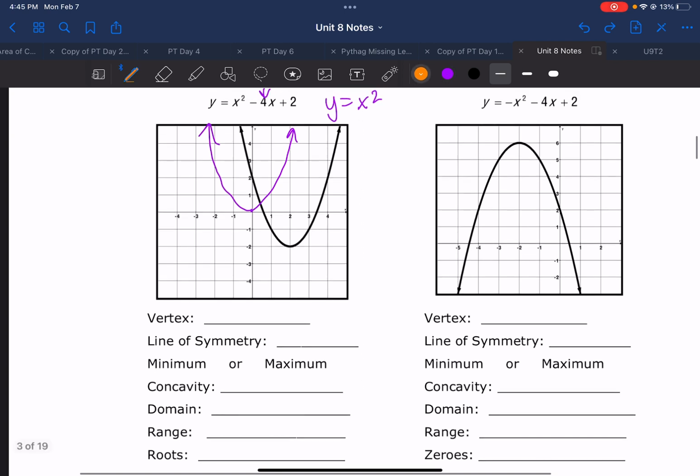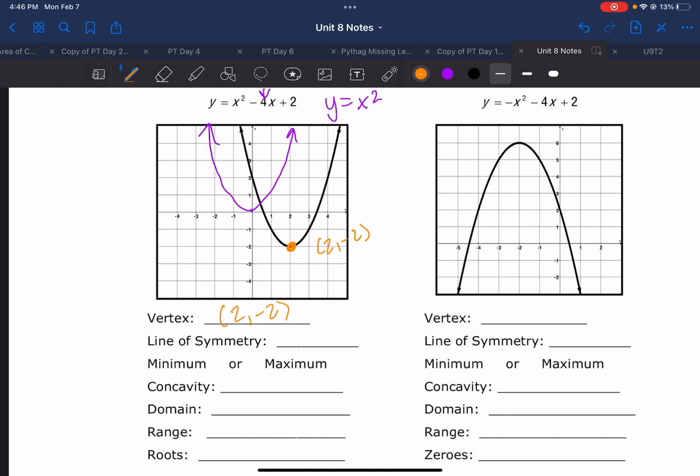So let's go ahead and look at this real quick. This is the parent function. So then vertex. Remember, vertex is the highest or lowest point. So we figure out, here's my vertex, right? So what point is that actually? This point right here is 2, -2. That's my vertex. 2 comma negative 2, bam.